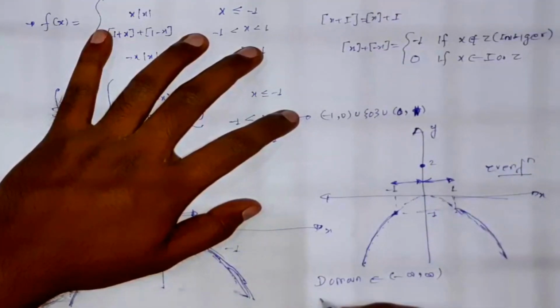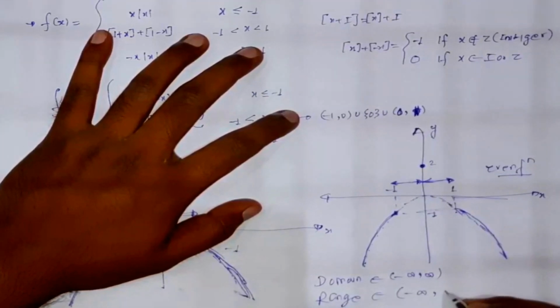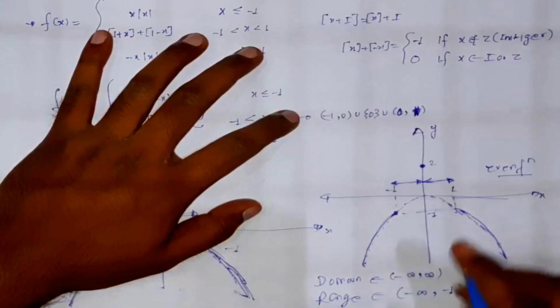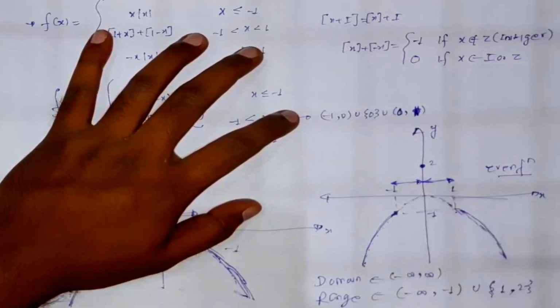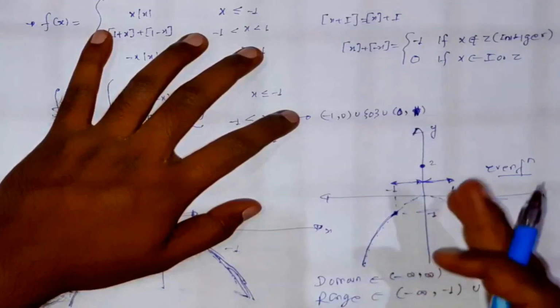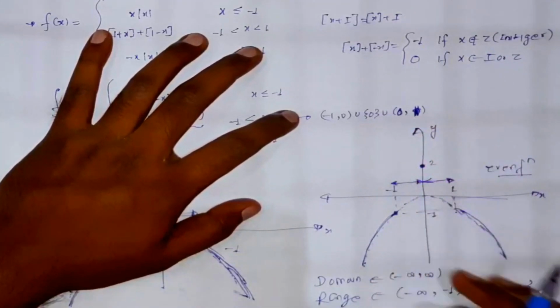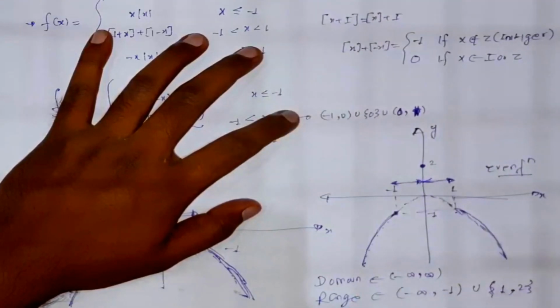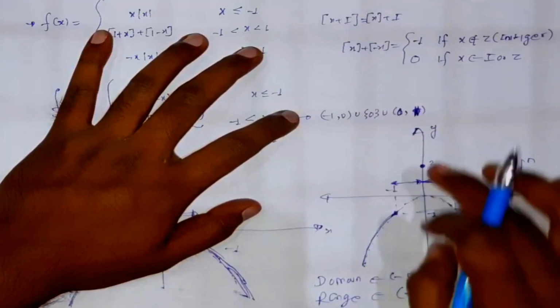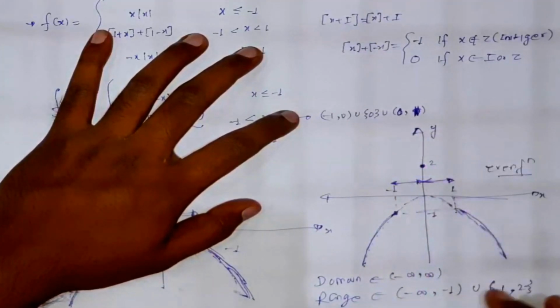Now range will be minus infinity to minus 1 union, this will be 1, 2. These are the 2 points, 1, 2. Okay, so this is the range of this function. I hope it is clear to all of you. This is an even function because this is symmetric about the y-axis, and we can say the domain of this function will be the real axis, and the range of this function will be minus infinity to minus 1 union 1 to 2. Okay, no other value except these values is there for the value of y, okay.